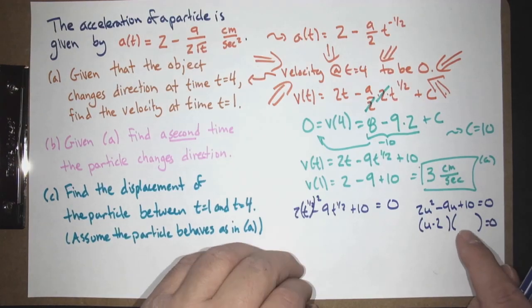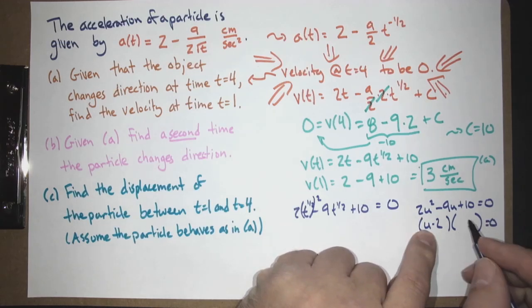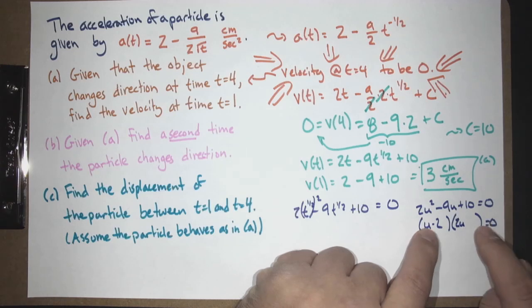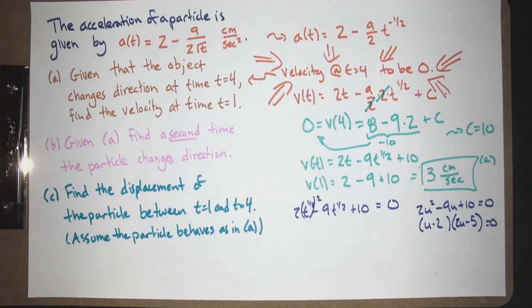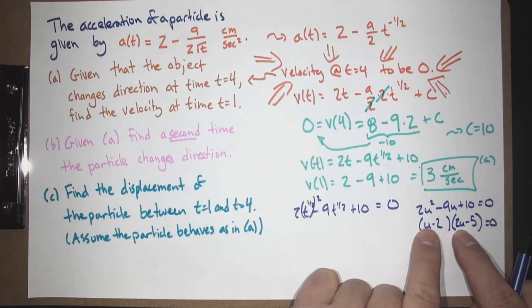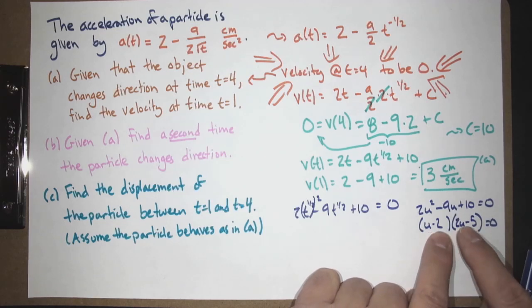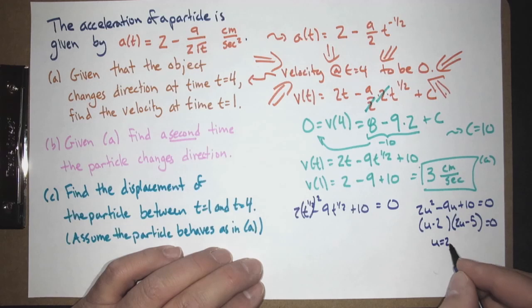So now you think of, well, u times what gives 2u squared? 2u. Minus 2 times what gives 10? Minus 5. I claim the other factor is 2u minus 5. Let's check. 2u squared, good news. Minus 5u minus 4u, nice. And a positive 10. Okay, so we already knew about the u equals 2. That leads us to t equals 4.